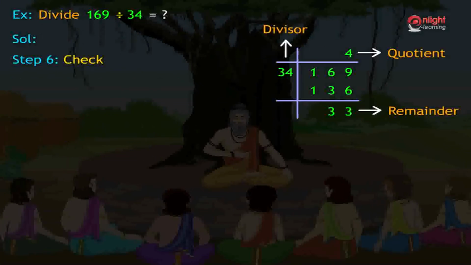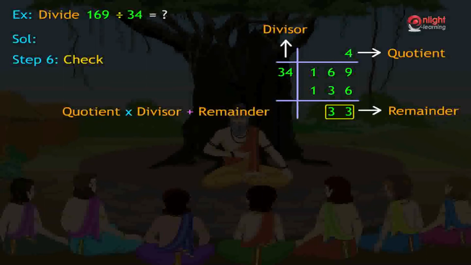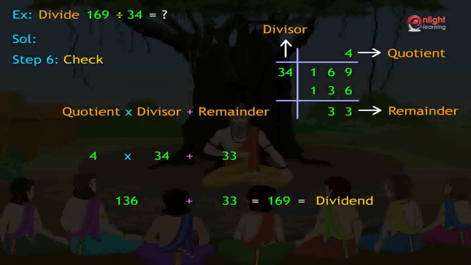Now let us check if our division is correct. That is, we have to multiply the quotient with the divisor and add the remainder. Here 4 is the quotient and 33 is the remainder. 34 is the divisor. So 4 multiplied by 34 plus 33 gives us 136 plus 33 equal to 169, the dividend. Hence verified.